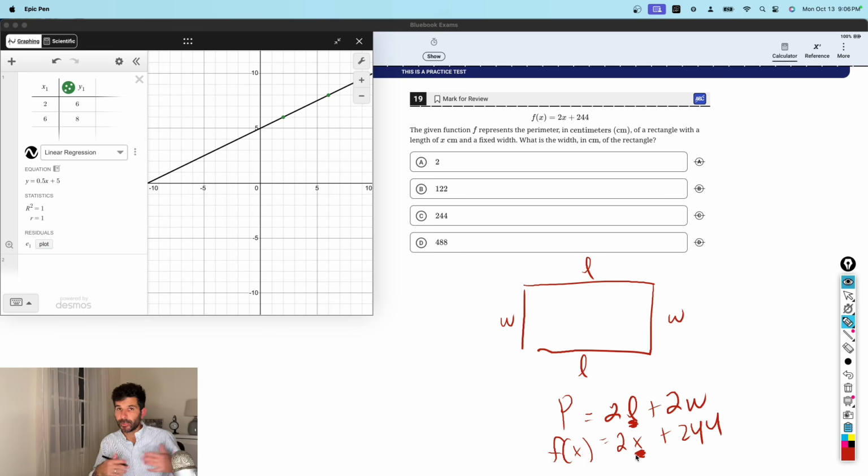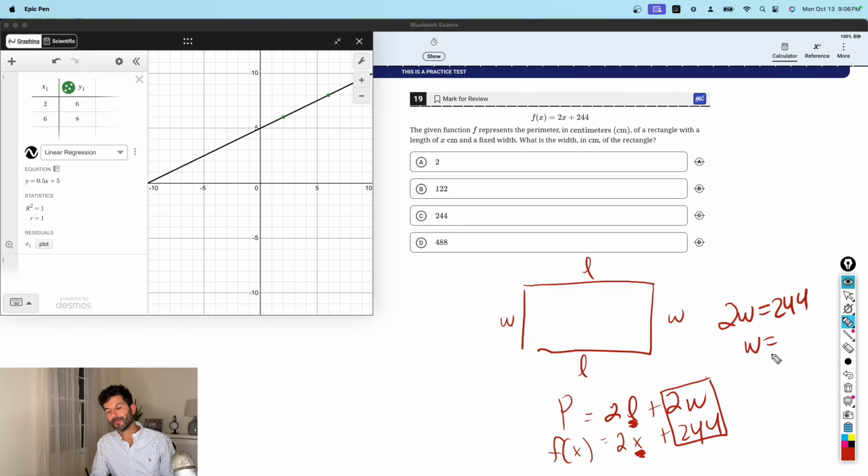So it's saying that 2 times the length is going to give me part of my perimeter. The other part of the perimeter comes from 2 times the width. Well, my 2 times the width is 244. So if I set 2W equal to 244, this will give me my width. Now, I know it says the word fixed. Again, nothing I think you need to worry about. If you match the 244 up with the 2W, then you can put this together and get the answer to be 122.